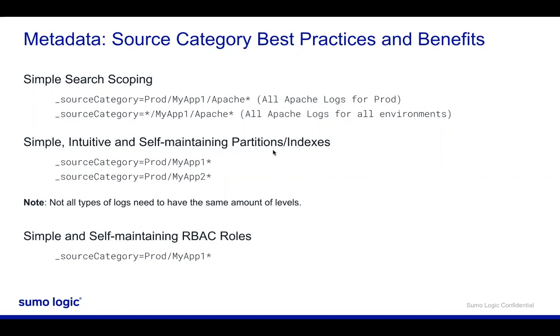Another advantage is partitions or indexes. Now, we haven't talked about partitions yet, and we will talk about it. At a higher level, you have a general index of data, and you can start to put your data into sub-indexes. And we'll talk about the benefits of that in a little bit. But using these source categories, you can very easily do so. So here I have 2 partitions that I'm creating, one for prod my app 1 and one for prod my app 2. So I'm essentially saying all my production data for my app 1, stick it in a bucket. All my data for my app 2, stick it in another bucket. And using the wildcards, I can go ahead and define that very easily.